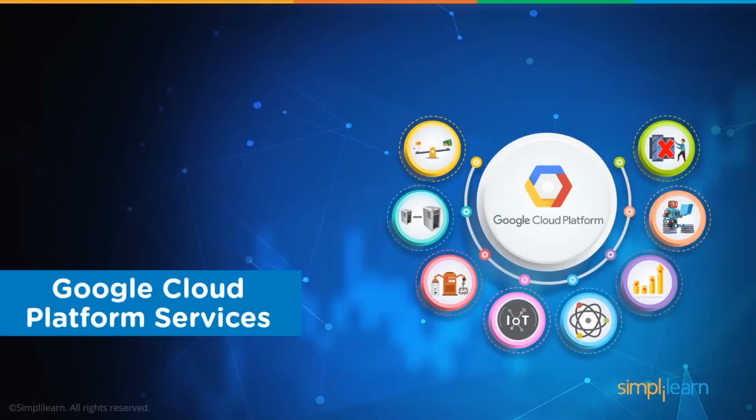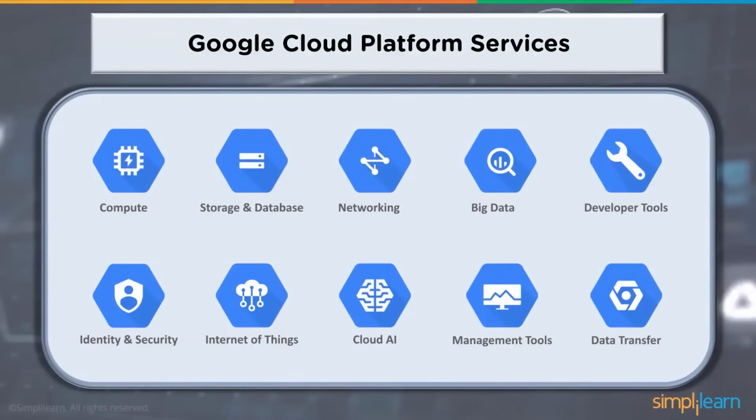When we talk about Google Cloud Platform services, here is a list of services, or I could say high level domains or categories of services. So you have compute related services, you have storage and database, you have networking, big data, developer tools, identity and security management, Internet of Things, cloud AI, management tools, and also data transfer solutions.